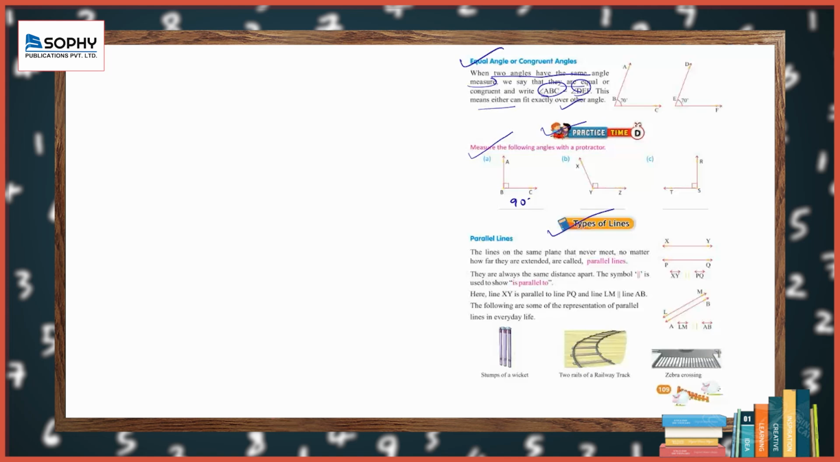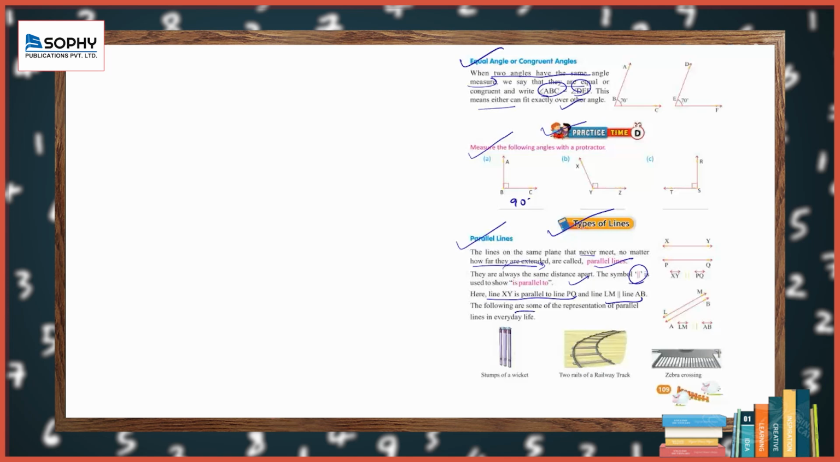Types of line. First one is parallel lines. The lines on the same plane that never meet, no matter how far you extend them, are parallel lines. They are always at the same distance apart. The symbol is used for parallel to. The line XY is parallel to PQ and LM is parallel to AB.